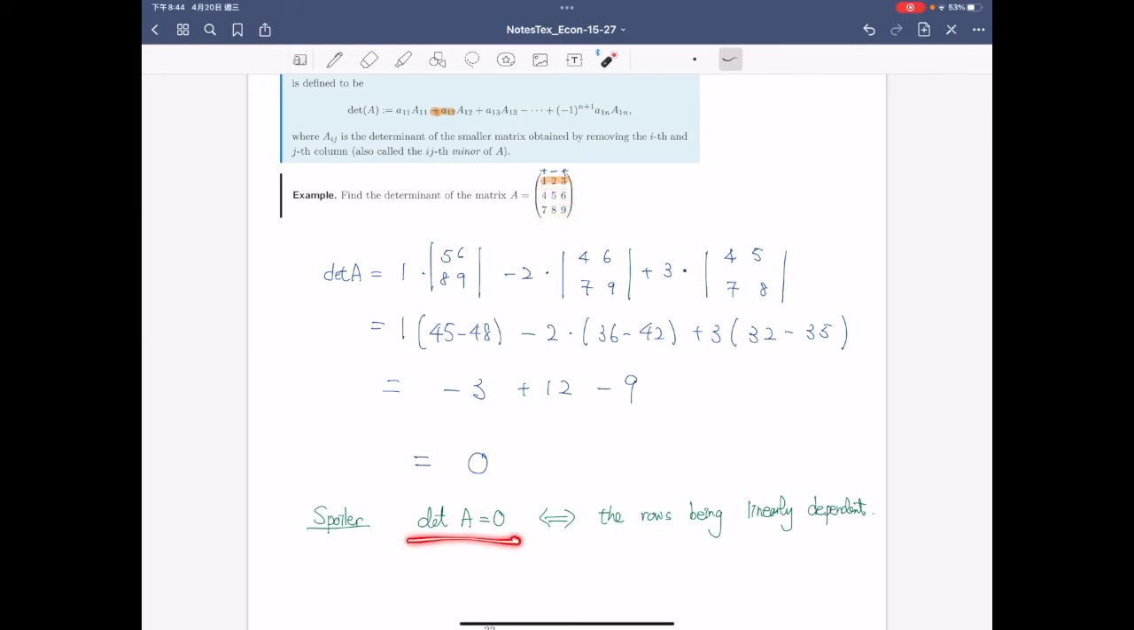The underlying principle why this is true is because the determinant can also be computed using Gaussian elimination. And that is what we're going to discuss on the next page. Okay?